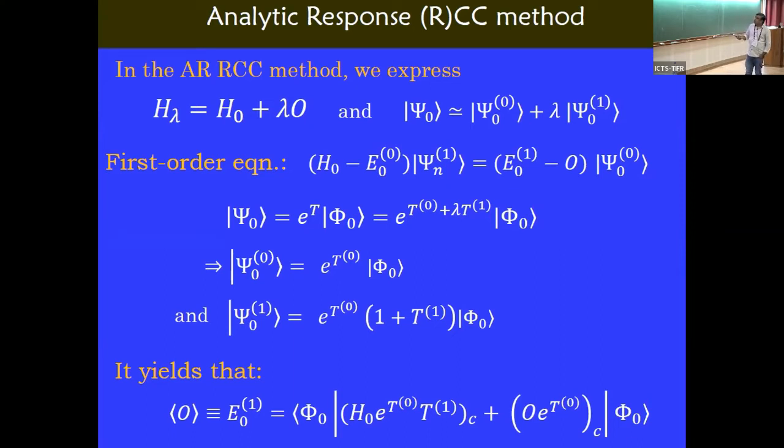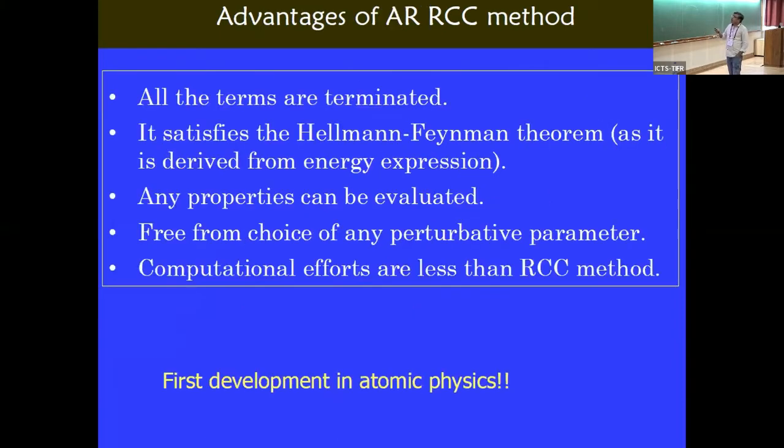So now in the coupled cluster theory, this can be done by expanding T into T0 plus lambda T1. And then this will be the expression for the unperturbed wave function and the first order perturbed wave function. Then if you substitute that, the expectation value expression becomes like this. So this expression avoids the non-terminating series, and it doesn't have the lambda dependency that we had in the finite field approach. So this has several advantages, and those points are listed here.